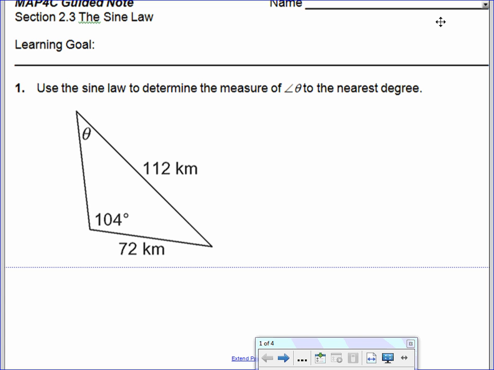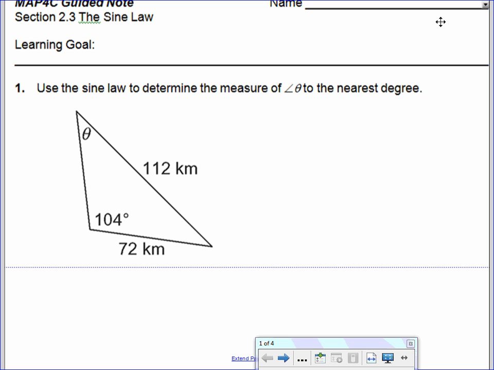What you need for sine law, you must have two side lengths and one corresponding angle. That means the side length and one angle has to be across from that side length. Or you must have two angles and a corresponding side length, okay? You need to have three bits of information at a minimum.